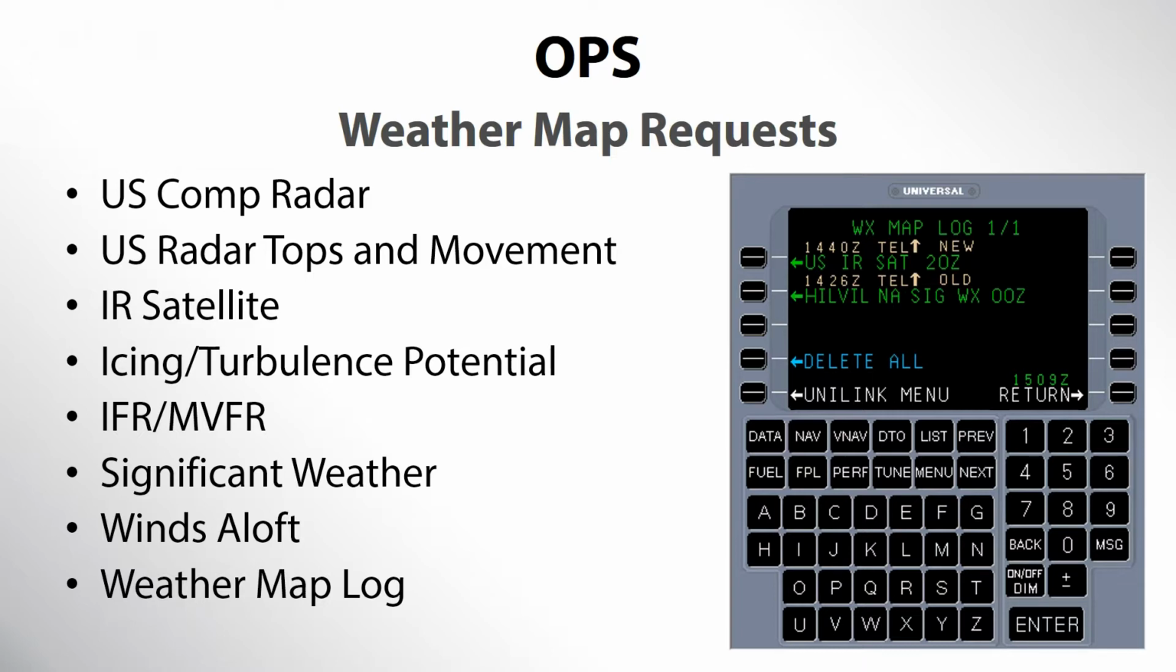Pressing any key while the map is displayed will return the display to the Map Log page. To delete all uplinked weather maps, select the Delete All option. Delete All only appears on the first page of the Weather Map Log.